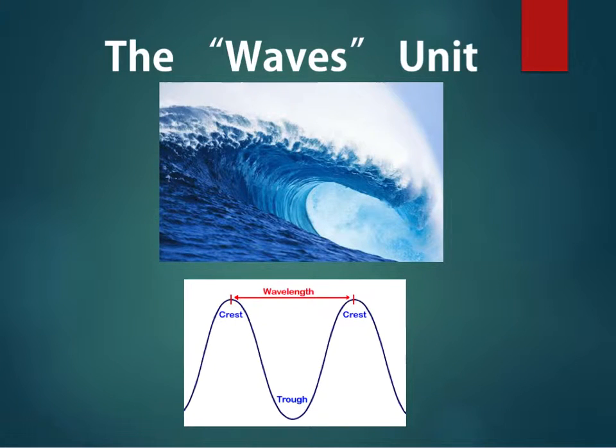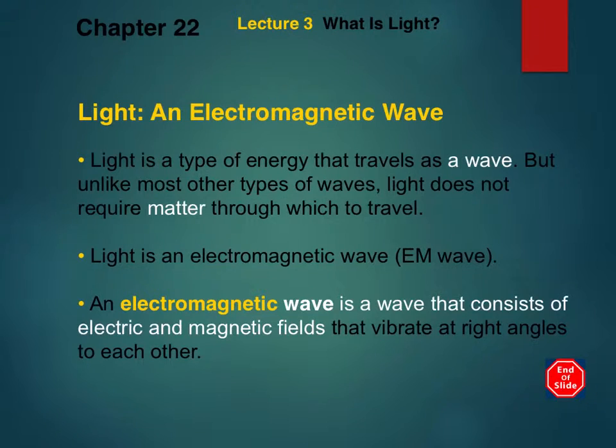Okay, guys, this is the third lecture of the waves unit, and today we're going to talk about electromagnetic waves, or light. All right, so what is light? It's a type of energy that travels as a wave, but it doesn't require a medium. So unlike sound waves that need at least air, most likely air, to travel through, or seismic waves that need the earth or rock to travel through, light waves don't need a medium.